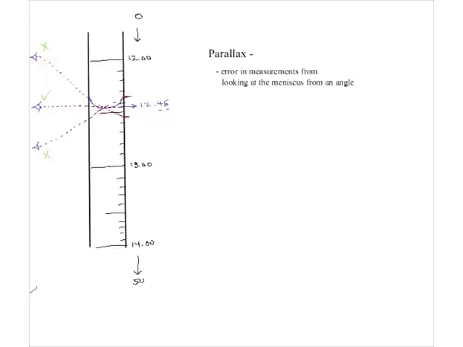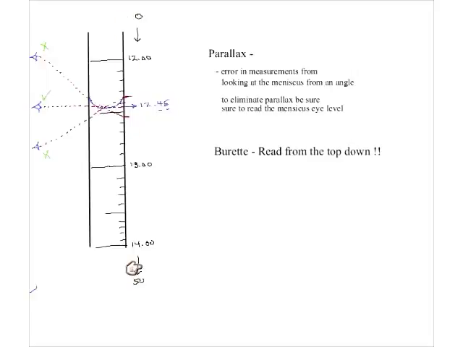What you need to do is make sure, whether you're standing up or sitting down, that you move the burette so that the meniscus is right at your eye level, straight across, and get a nice accurate reading. There you go. The other thing, of course, is you're always going to read the burette from the top down. It starts with 0 and goes down to 50.